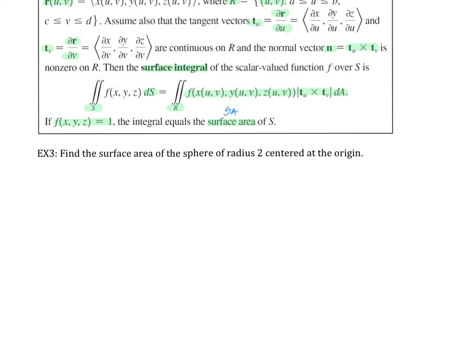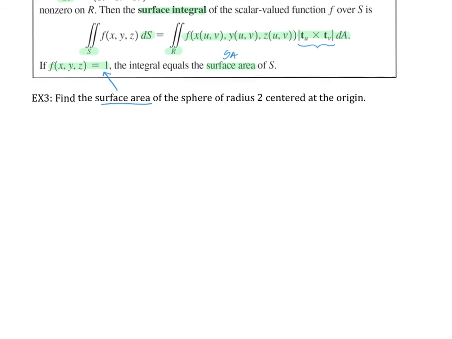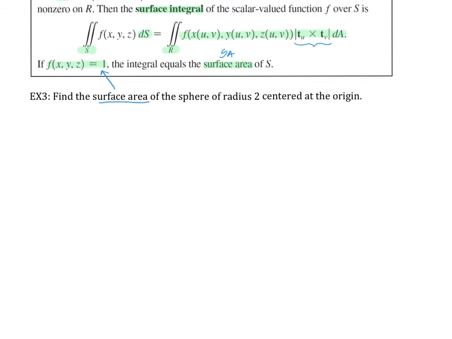In example 3, we want to find the surface area of a sphere of radius 2 centered at the origin. So since I'm supposed to find surface area, my integrand is 1, but remember I still have to compute this Jacobian, which is the magnitude of that normal vector t sub u cross t sub v. This is a sphere, so I can use my definition of sphere that we had talked about earlier, where my radius is 2, centered at the origin. I'm just going to follow that definition of a sphere.